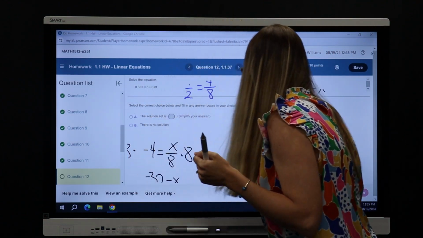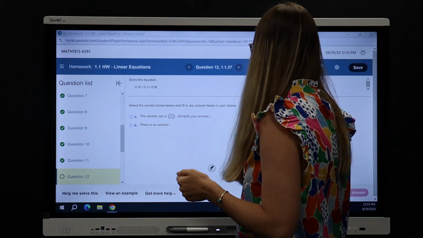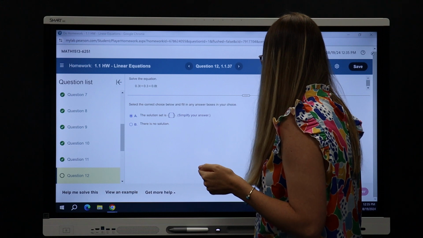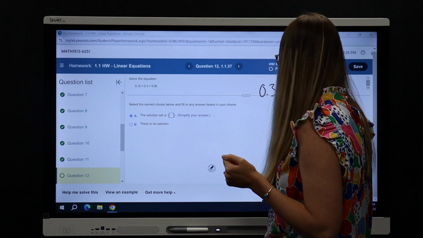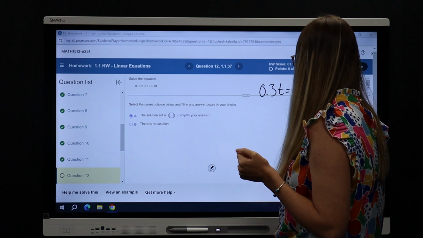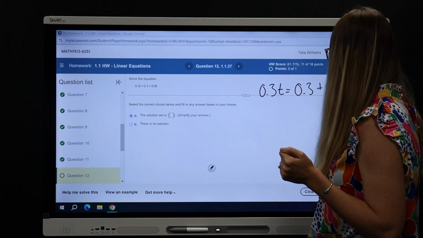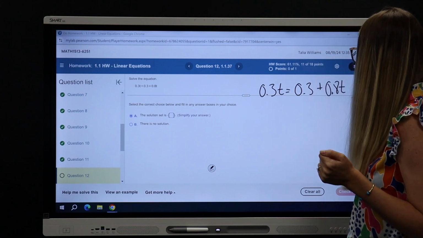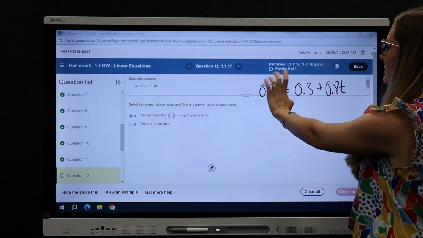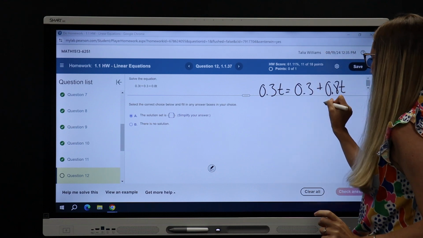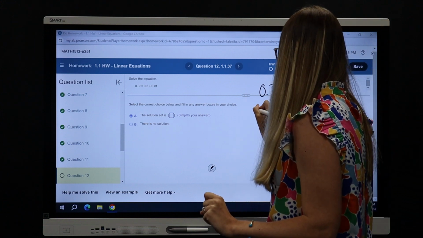Decimals. I think it's just a little bit of everything on this one. So I have 0.3t equals 0.3 plus 0.8t. So this is like our other one. I always tell you to move the smaller one, but since it's the only one on this side, I'm going to go ahead and move my 0.8.